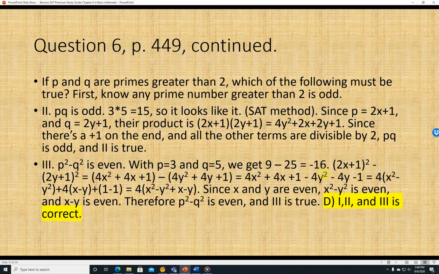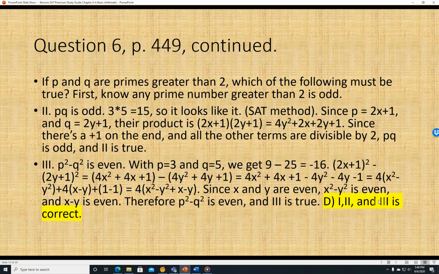So then all we have is 4 times x squared minus y squared plus 4 times x minus y, and then of course plus 1 minus 1, which cancels out, so it's just equal to 4 times x squared minus y squared plus x minus y. Since x and y are even, x squared minus y squared is even, and x minus y is even. Therefore, p squared minus q squared has to be even because it's all divisible by 4 or by 2. So, well, here it's 4 and 2. Anyway, so p squared minus q squared is even, and 3 is true. So D, 1, 2, and 3 are correct.